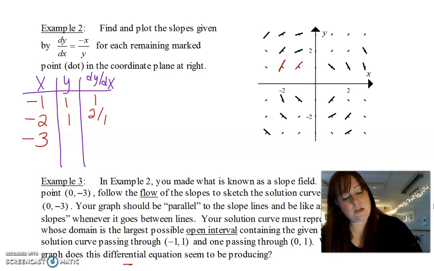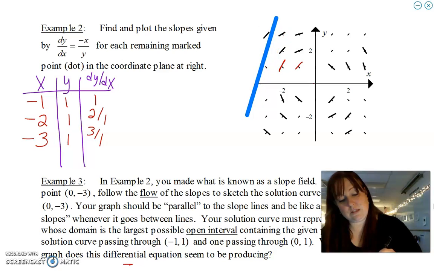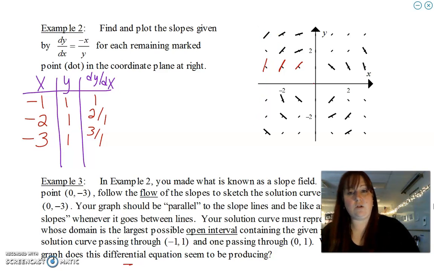So negative 3, 1, that's going to have a slope of 3. And so again, you draw a line that has a slope of 3, so up 3 over 1, that's going to be something like that. It's going to have a pretty steep slope, and so then you can draw a dash that is about that slope, and there you go. Okay, so we're getting a visual of what this function is maybe going to look like, and then let's just keep picking points.